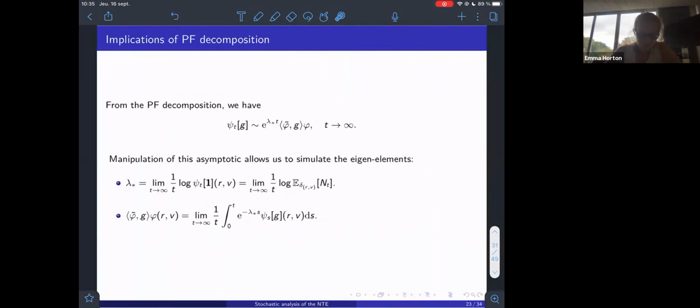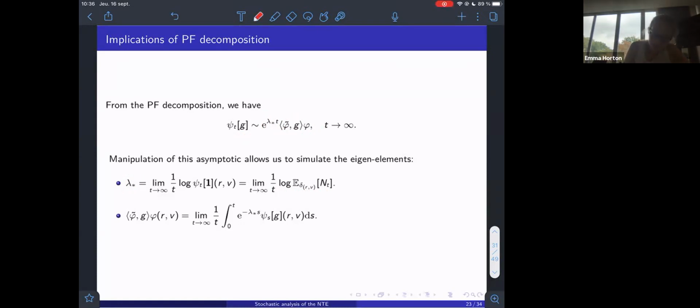And so from this result, as I said, we can show that the linear semigroup behaves like this leading order term, e to the lambda star t, with the growth of the system, and then a combination of the left and right eigenfunctions. So what does this mean from the point of view of simulations? If we do some manipulation of this asymptotic, we can look at the log of the average number of particles in the system at time t, divide by t, and let t go to infinity, and this will tell us what lambda star is.